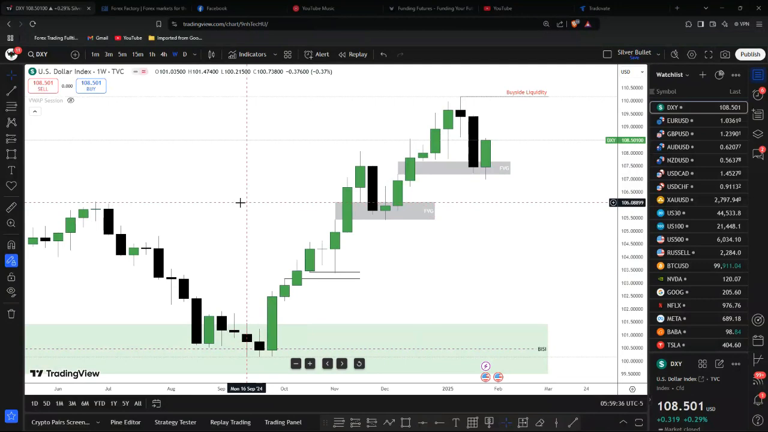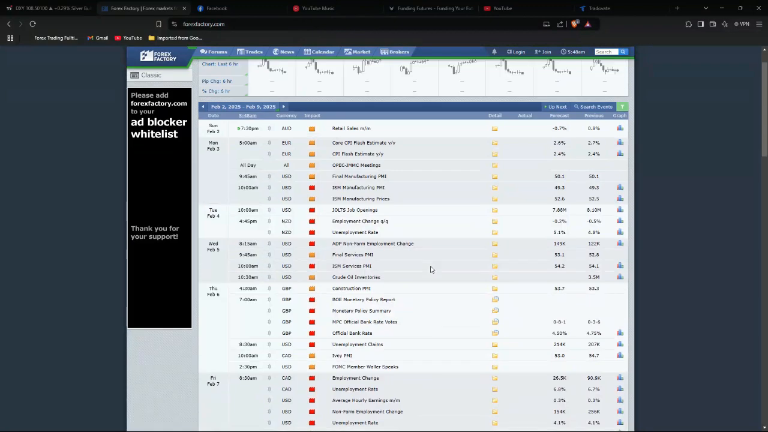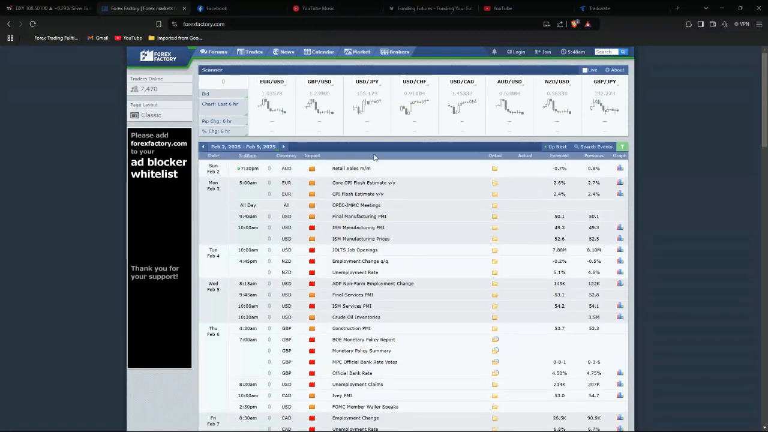This is going to be a new week, and a new month as well, which means this week will be NFP week. Let's take a look at the economic calendar first before we do anything else. We take a good look at tomorrow, Monday.